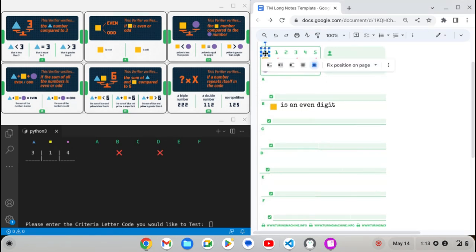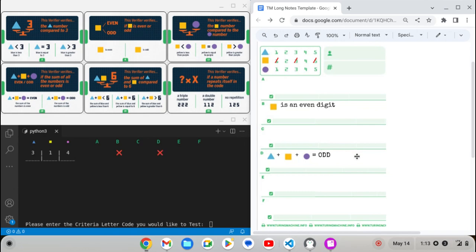So let me go ahead and write that down in my notes for criteria D, that triangle plus square plus circle is an odd quantity. So again, my proposal summed up to be even. The Turing machine did not like that, so that's odd.